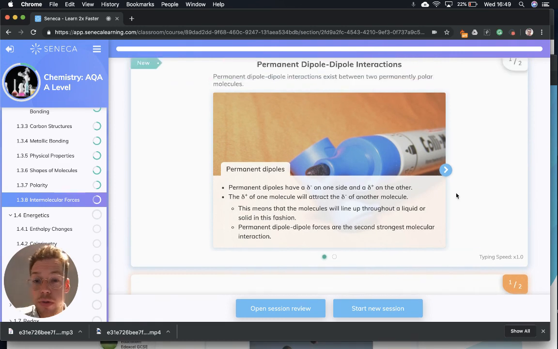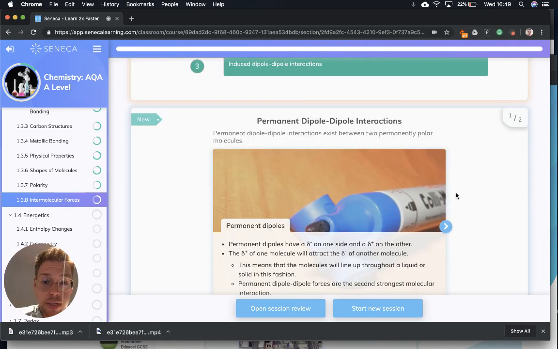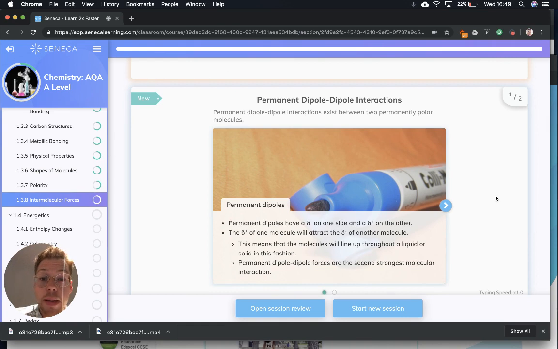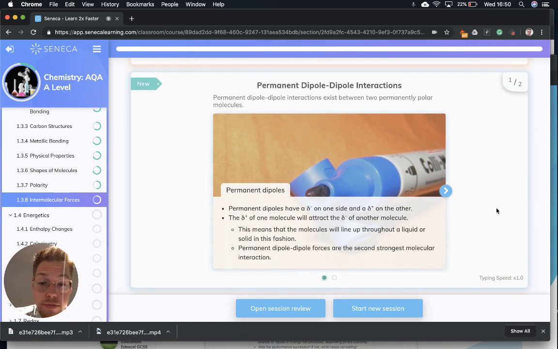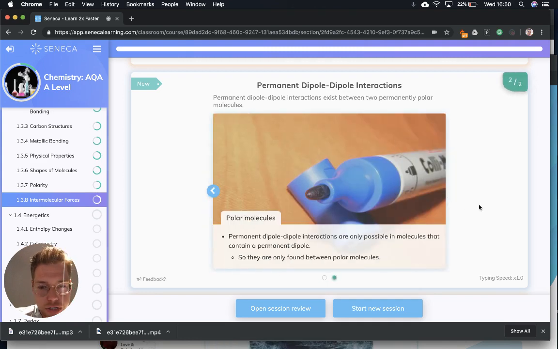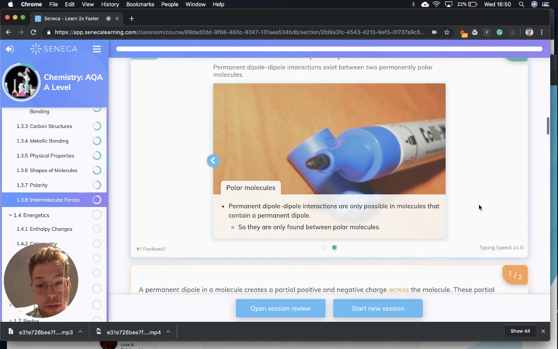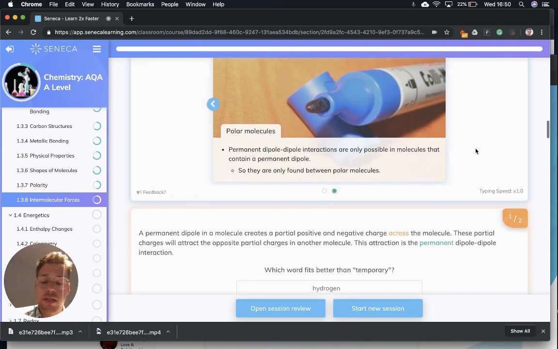So next we're going to be talking about permanent dipoles. Permanent dipole interactions exist between two permanently polar molecules. Permanently polar molecules have a delta negative on one side and a delta positive on the other. The delta positive of one molecule will attract the delta negative of another. This means that the molecules will line up throughout a liquid or solid in this fashion. Permanent dipole-dipole forces are the second strongest molecular interaction, and they're between polar molecules because polar molecules have permanent dipoles. An example would be something like HCl.